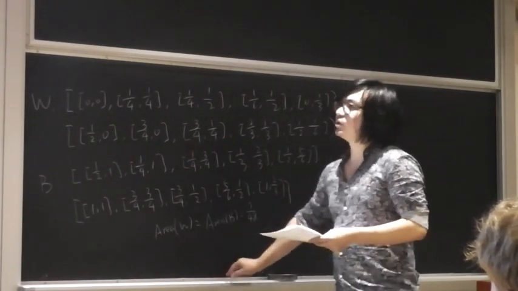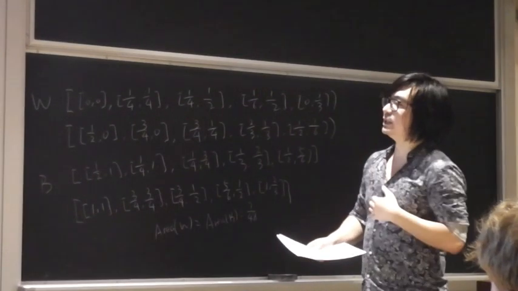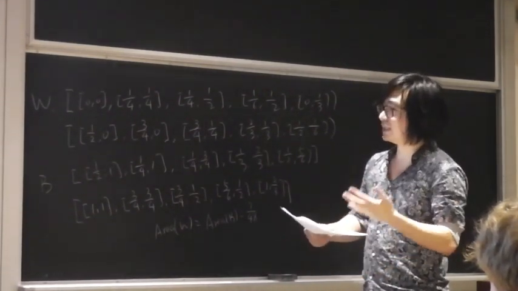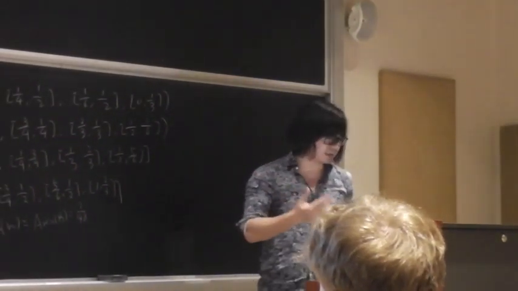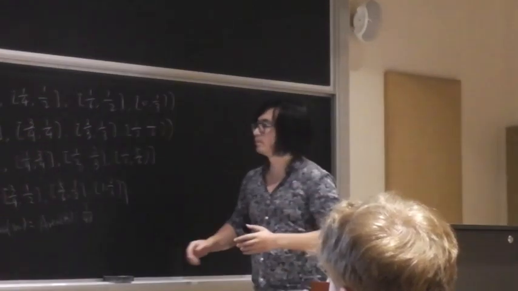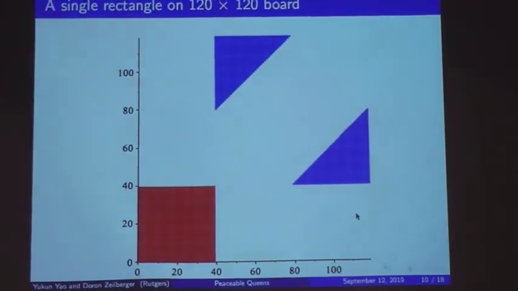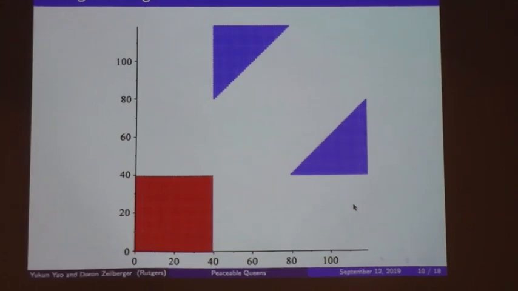Since it's difficult to solve this peaceable queens problem, we want to do some easier cases. For the white queens, we started from a single connected component. So the first one is, what if the white queen has a single rectangle area? In that case, what is the optimum case? This is a much easier question. This one is the best when there is only one rectangle for white queens. And this case is quite easy to solve.